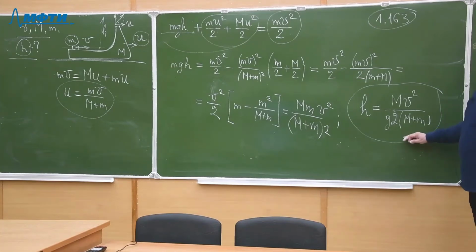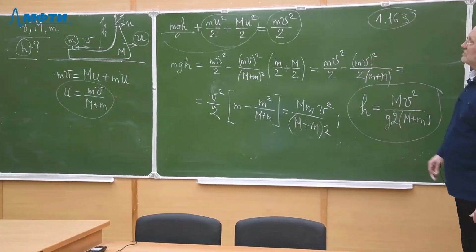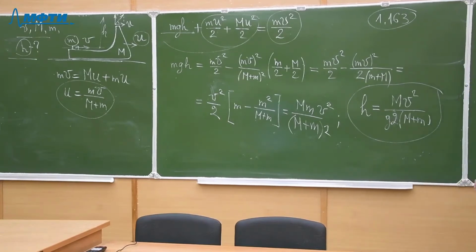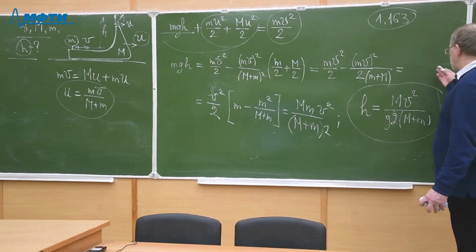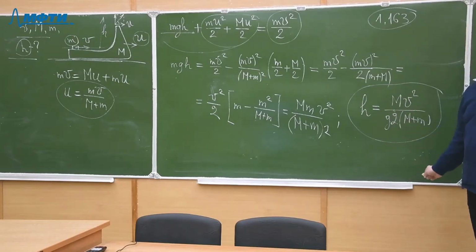So we have obtained the answer. We believe that this is the final answer. Why do we think so? Because all the quantities in this formula are given in the statement of the problem. Everything is given. The masses, the velocity is given. Acceleration of free fall is always given. So this formula contains no unknown quantities. All the quantities are given in the problem. That's the first indication that we have obtained the final answer.